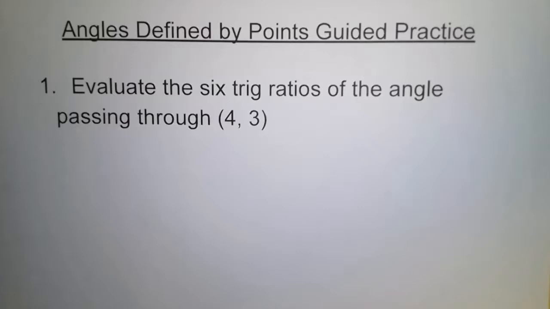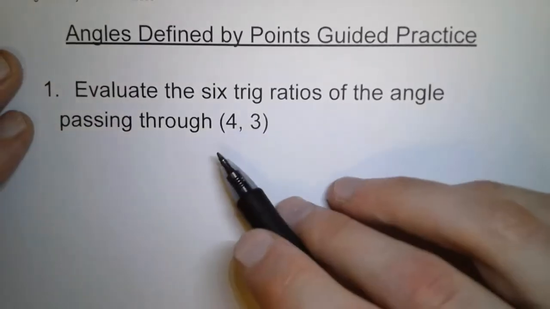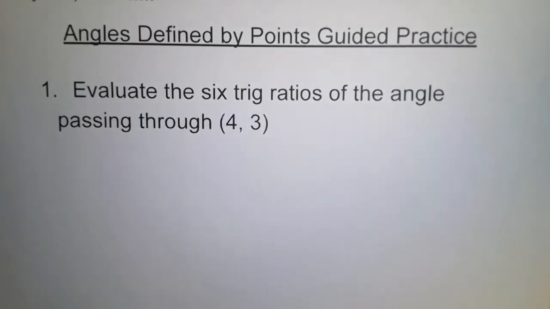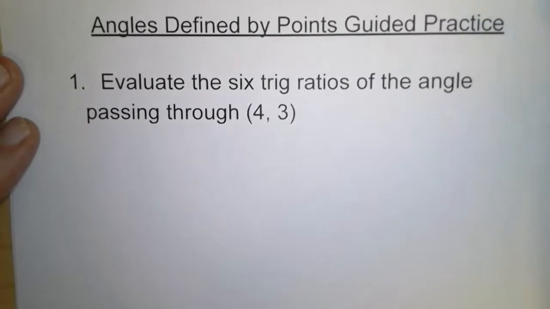Now normally when we think of trig ratios, we're given an angle and we plug it in and find the ratio, or we're given a right triangle. Well, here we're not given that. Here we're just given that an angle passes through (4, 3), and we want to find the 6 trig ratios for that.